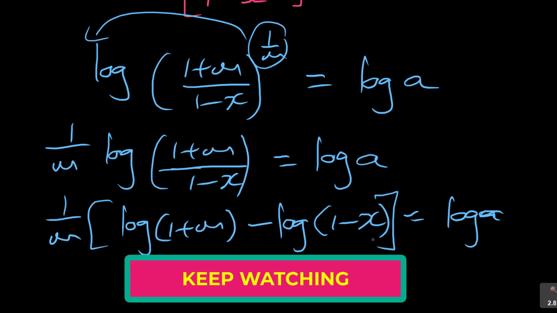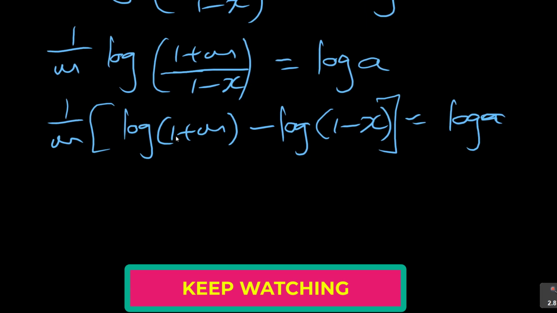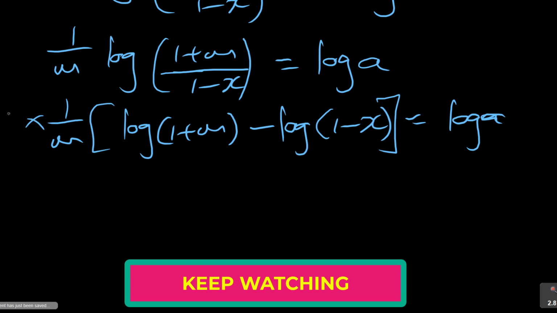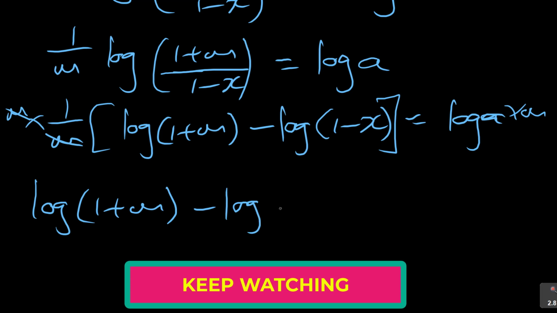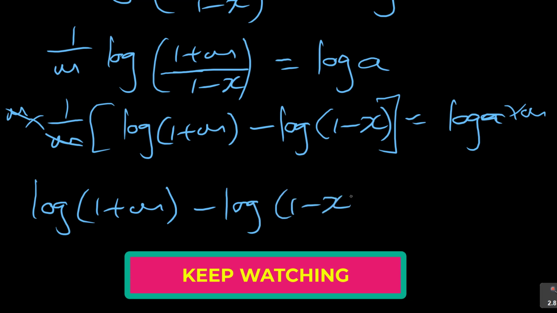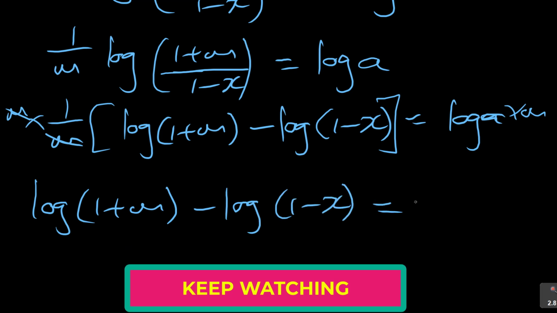Alright, then let's close this. And then what do I do there? I'm forced to multiply by m here, multiply by m there, so that I can open that bracket. So it's log bracket 1 plus m minus log bracket 1 minus x is equal to, I multiplied by m, so it's m.